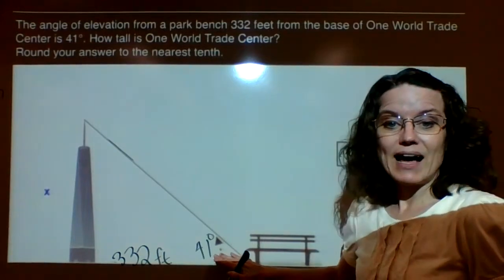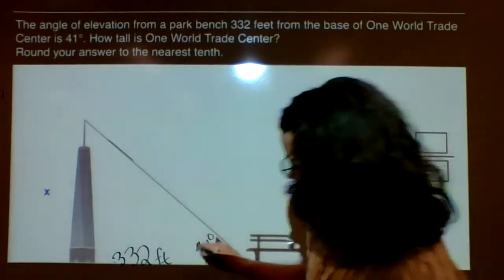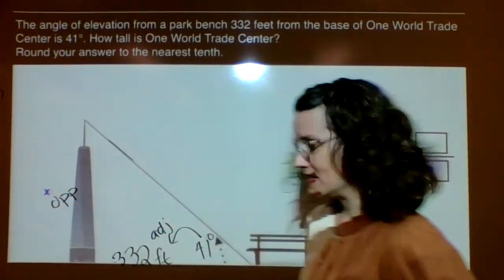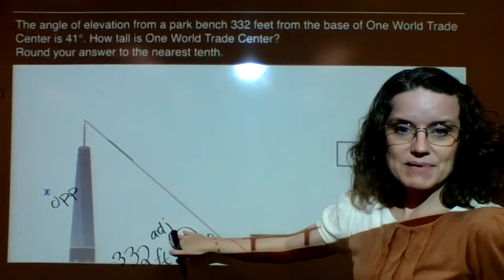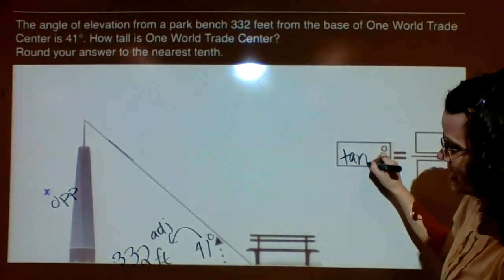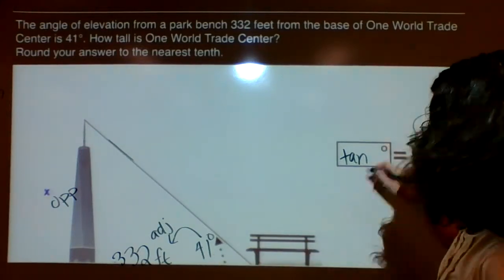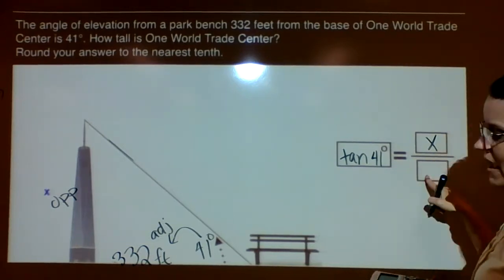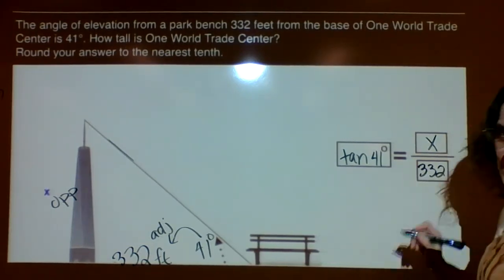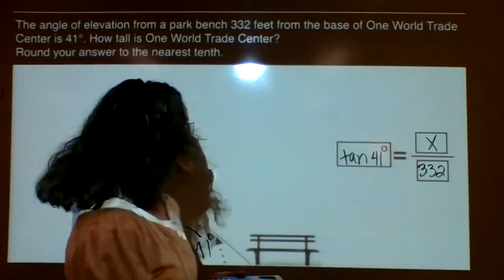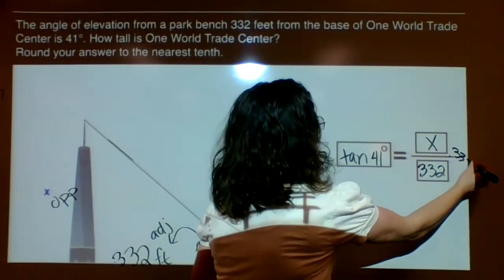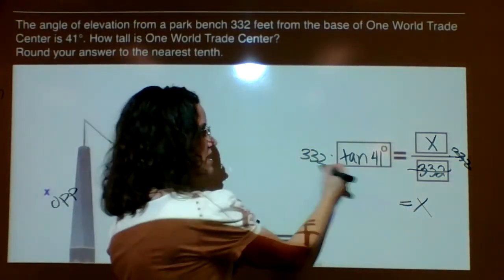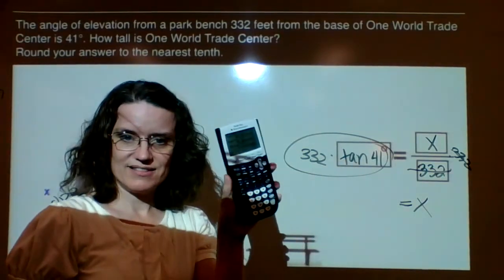And so, again, I have been given my angle, and I have an adjacent side, and I'm looking for the opposite side. Opposite and adjacent is going to be tangent. So I'm going to use the tangent of the angle. I know this angle. It's 41. And so my opposite is how tall the World Trade Center is, and my adjacent is the 332 feet distance away from it. So now I can times by the 332 on both sides so that I'll have x by itself. And over here, I just need to find out how much it is using this guy.